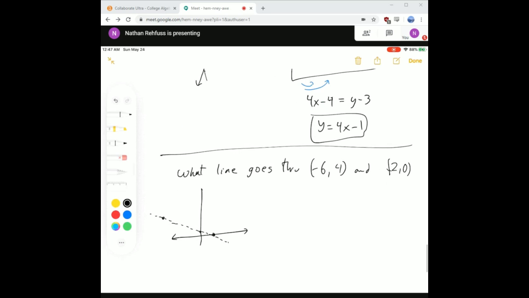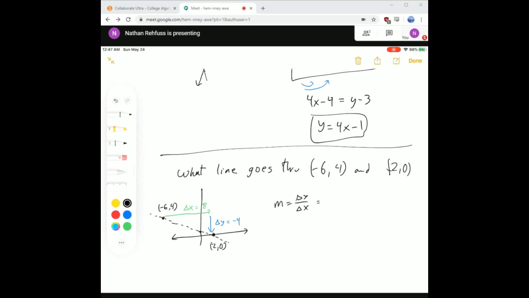All right, let's see here. Well, I know points, but I don't know the slope. Good news is I can find the slope. It's the change in y divided by the change in x. Well, let's see, what's the change in y? Let me label my points. Negative 6, 4, and this is 2, 0. So y goes down from 4 to 0, so delta y is negative 4. And x goes up from negative 6 to 2, so delta x, that change there, is 8. Do you see?